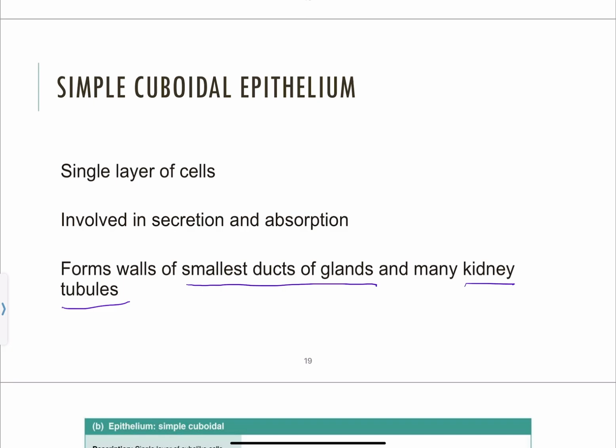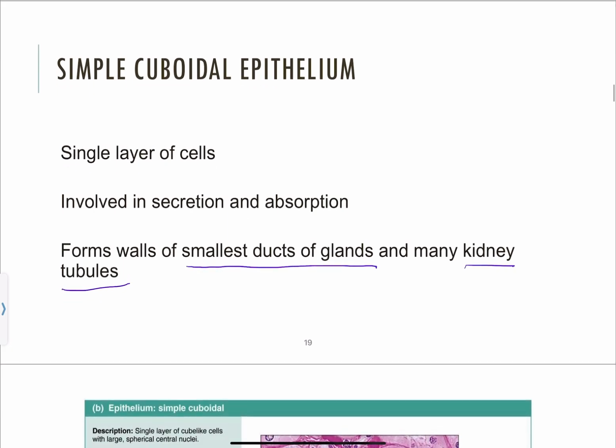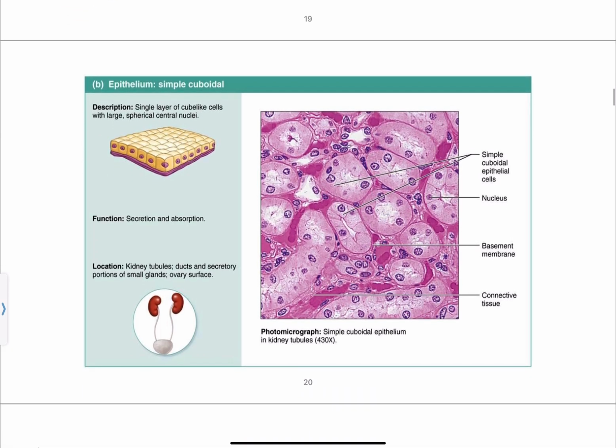Again, I'm just worried that you understand the function of epithelial tissue as a whole. And they're going to be single layer cells because it's simple. So this is what simple cuboidal looks like. The big place here is your kidney, because we have so many small, tiny tubules that make up the nephrons, which make up the kidney. This is kind of what the cross-section of 90% of the kidney section will look like.